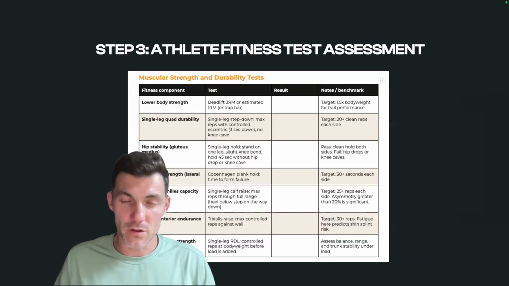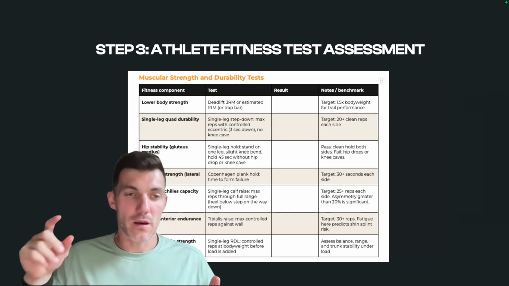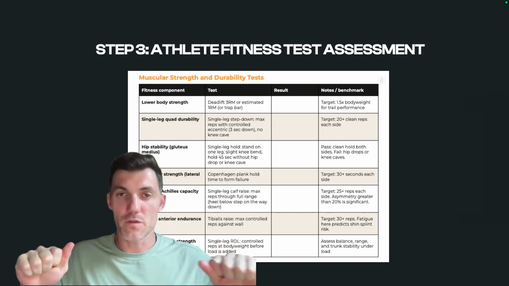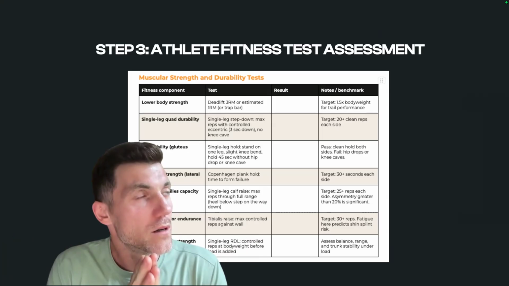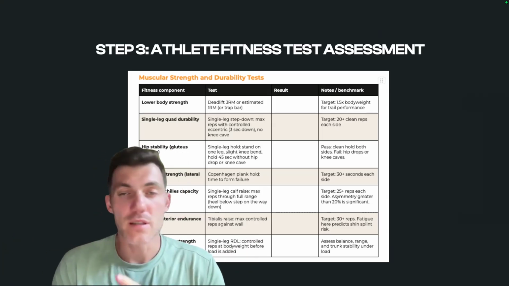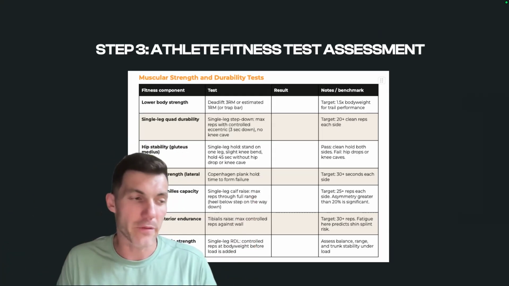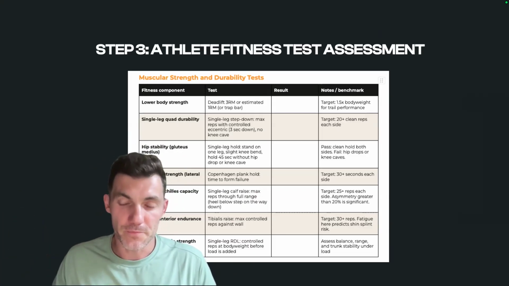Then you have muscular durability tests. Again, lower body strength, you do 3 RM. I don't recommend 1 RM. 3 RM means you do 3 reps of the most weight you can do, basically. So let's say you squat, I don't know, 50 kg for 3 times, that's your 3 RM. And then in 3 months, 12 weeks, you retest and you see if you've improved.